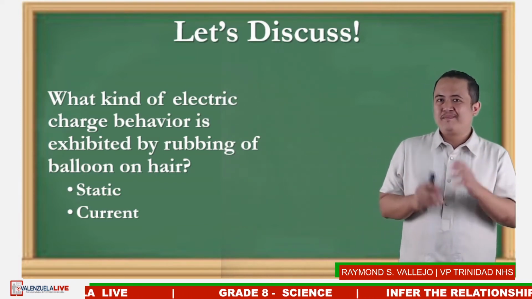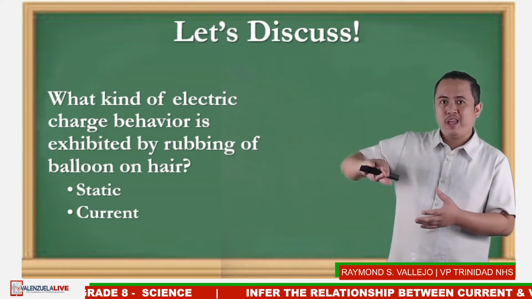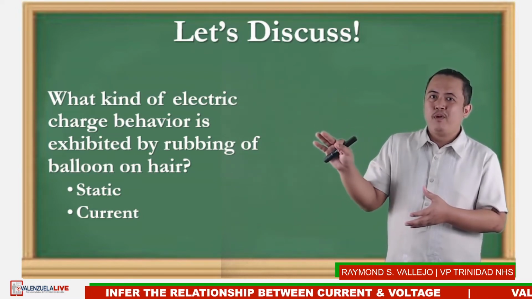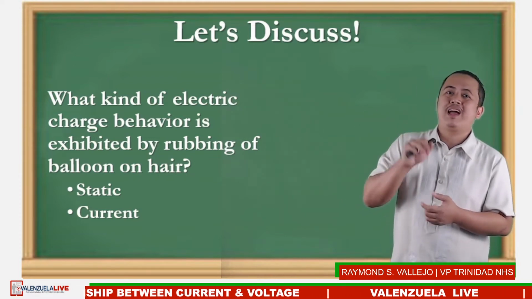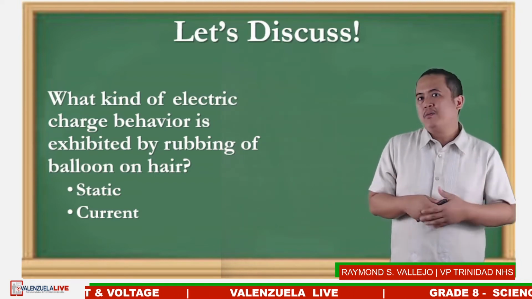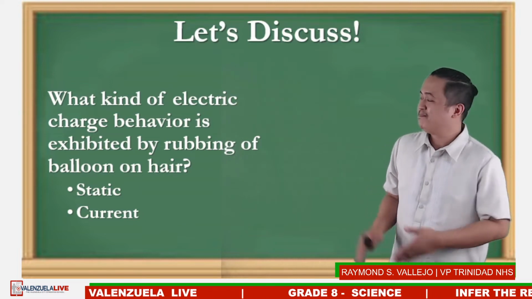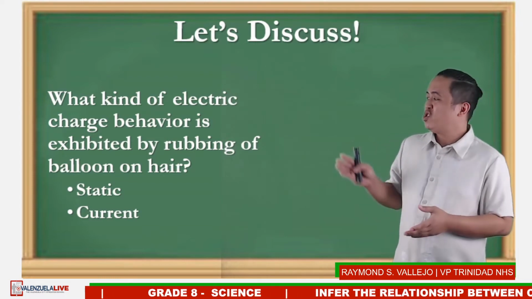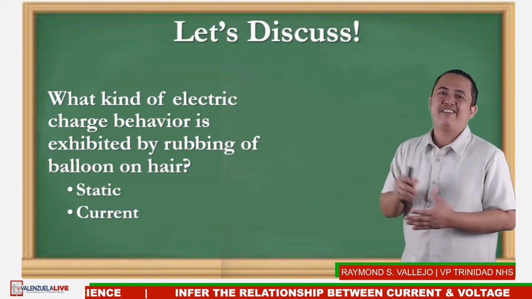Now, recall what we did a while ago. I had a balloon, I rubbed it on the hair of my assistant. After that, I moved the balloon away, then back to the hair, then moved it away again. So, what have you observed? We already showed it to you a while ago. My question is, what kind of electricity is shown in the situation? Is it static or current?